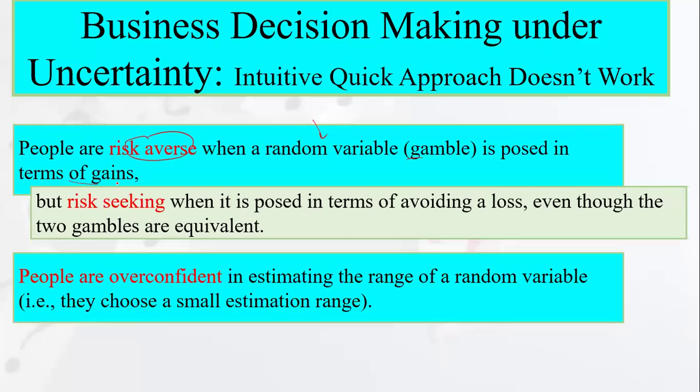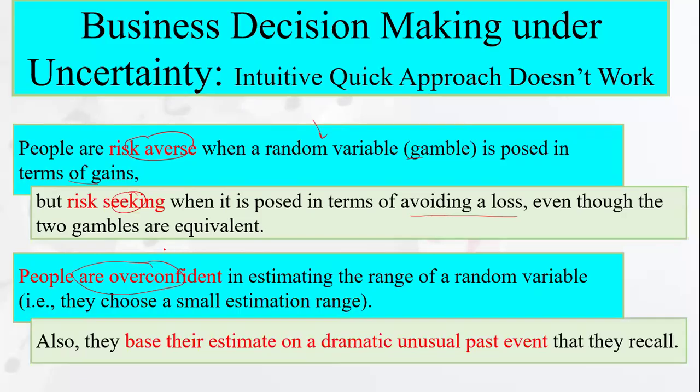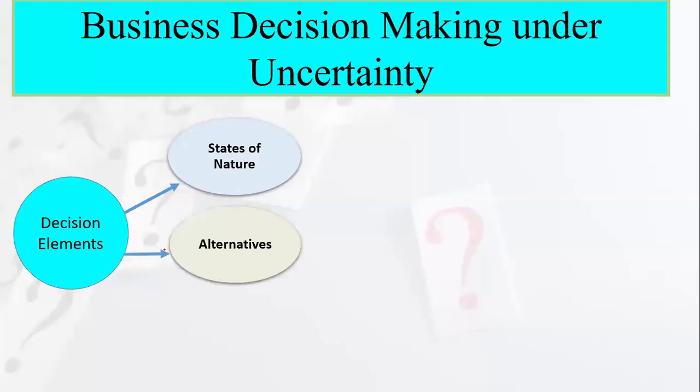So he thinks that I'm going to lose this and then sells too early. Risk seeking people, risk averse people. Risk seeking people appear when it is posed in terms of avoiding a loss. So basically this is normal human behavior. People are sometimes overconfident, right? They base their estimates on dramatic, unusual past events rather than any reasonable thing.